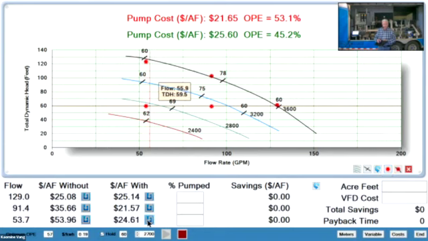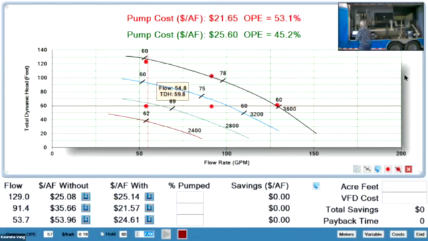Let's see what the cost difference is at this condition. At 54 gallons per minute, it's only costing us $24.61 instead of 53. Our RPMs have slowed down to 2,700 RPMs. So we were at 3,600, we're 900 less. That's 25% less RPMs.